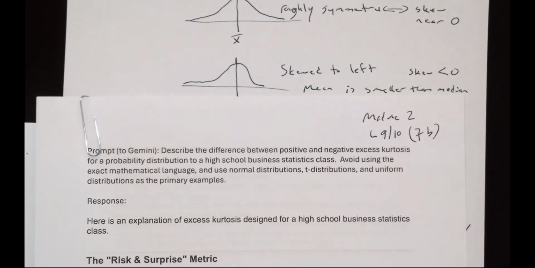I asked an AI: explain the difference between positive and negative excess kurtosis. Remember, I said above 3 was positive excess, below 3 was negative excess. Avoid using exact mathematical language. Aim it at a high school business statistics class. And then here's some descriptions.